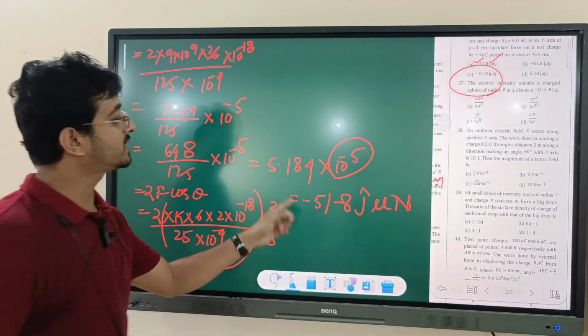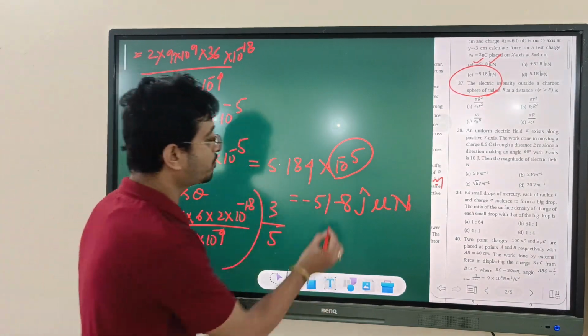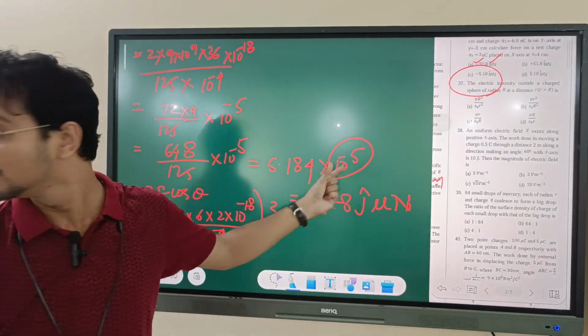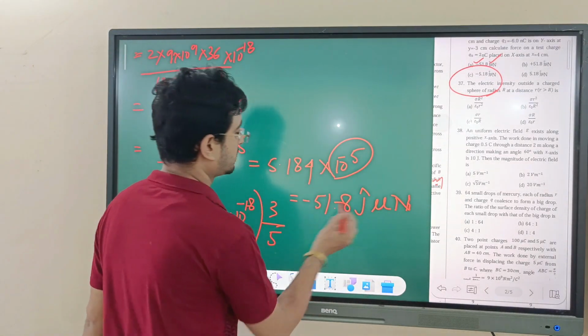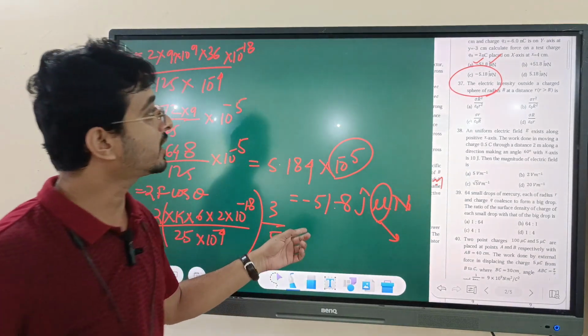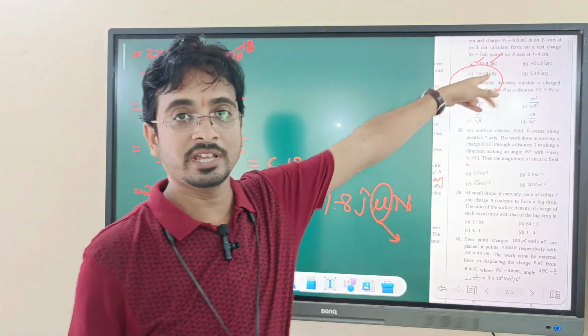Micro will be for minus 6. Here I am writing 51.8, so I am developing here again a minus 1. This will be minus 6, and minus 6 is for this micro. So the correct option will be option number A.